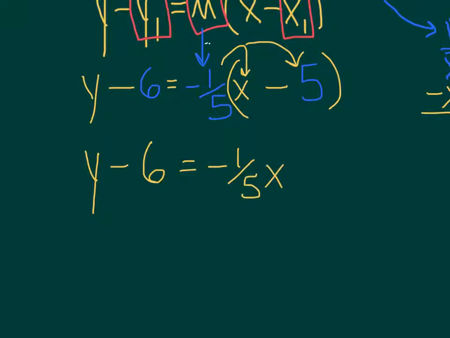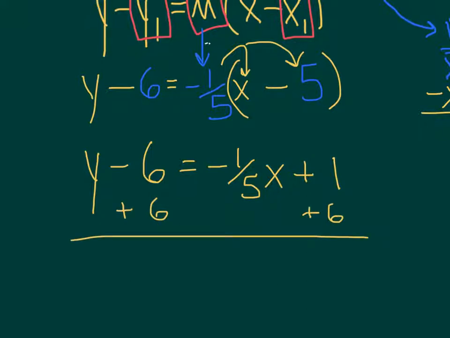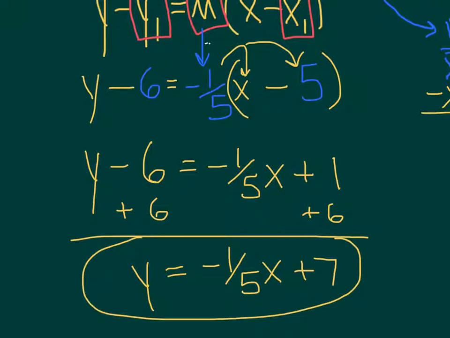Negative 1/5 times negative 5 is positive 5 over 5, which is 1. Then we want to get the y by itself, so we're just going to add 6. And then all done.